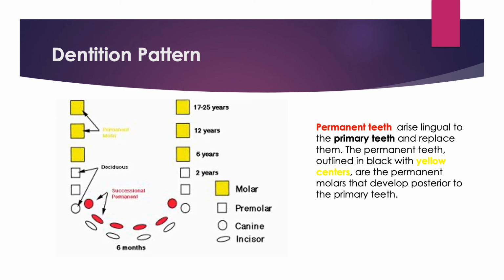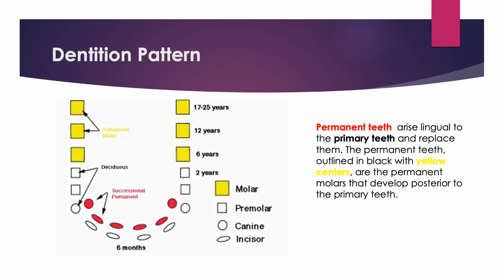This diagram of the mandibular arch illustrates that two sets of teeth develop in the human: a primary or deciduous dentition and a secondary or permanent dentition. As we can see here, permanent teeth drawn in red are successional teeth. They arise lingual to the primary teeth and replace them. The permanent teeth outlined in black with yellow centers are the permanent molars that develop posterior to the primary teeth. They do not have deciduous predecessors, nor are they succeeded by successional teeth.